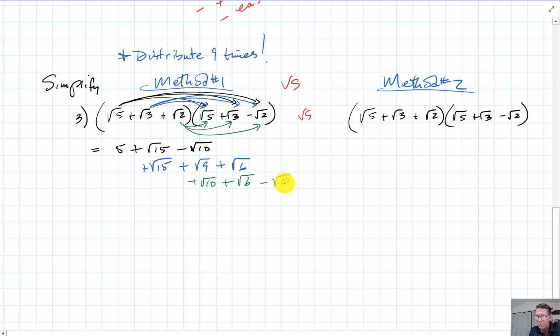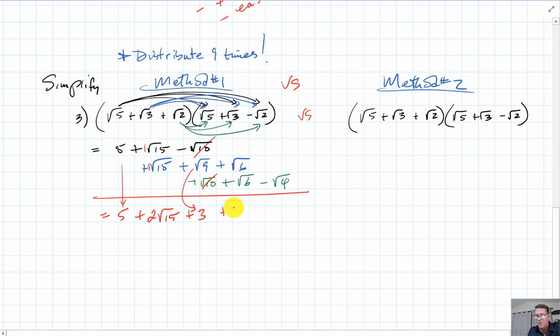And then you've got to combine these. So here we go. I got 5 here. I got 2 rad 15 here. I see 1 root 15 plus 1 root 15 is 2 root 15, because 1 plus 1 is 2. You add the coefficients. The negative root 10 plus the root 10 cancels. You get the 3 here, so I'm going to put a 3. Root 9 is 3.